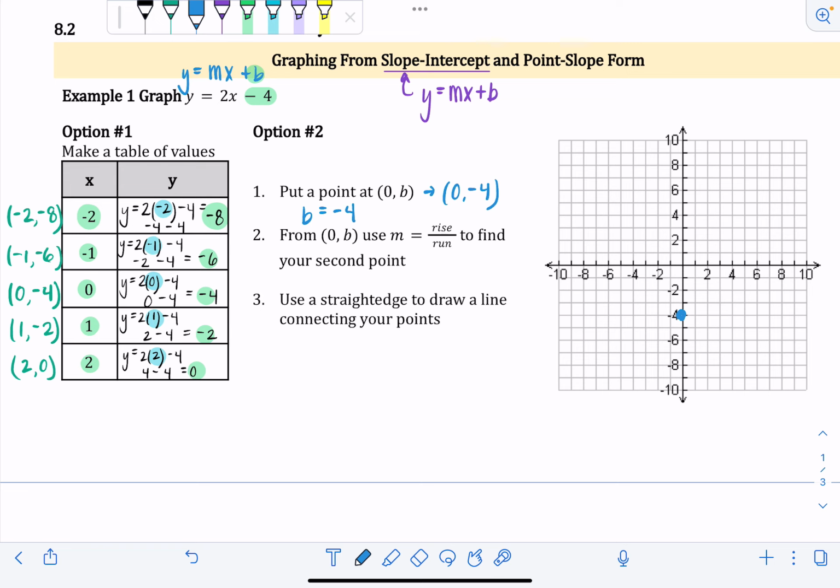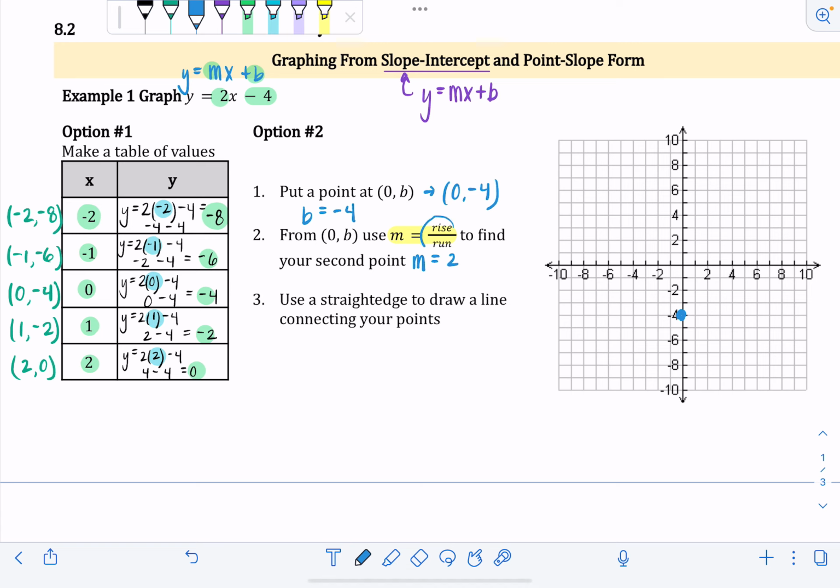And then for step 2, it says from 0, b, which is that point that we just put on the graph, use m equals rise over run to find your second point. Rise over run is a formula that we use for slope when we're graphing. If we look at our equation, m is 2, because that's in the spot where m is. It's m times x, and in our equation we have 2 times x. So I could say, okay, m is 2.